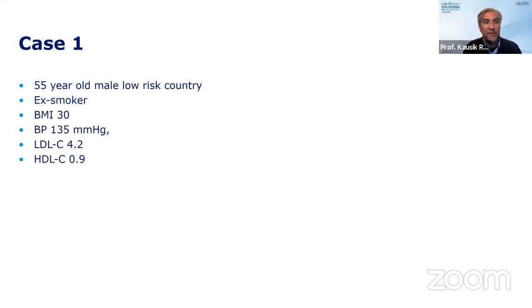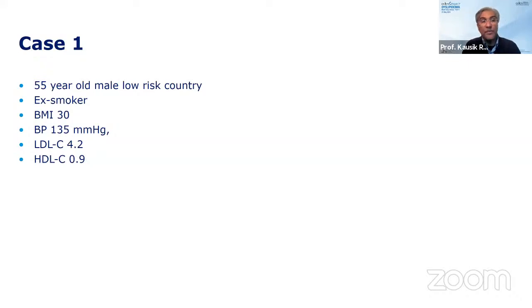So here's a 55-year-old male in a low-risk country, ex-smoker, overweight, blood pressure reasonable, not ideal, but maybe reasonable. His LDL is on the higher side, but certainly not in the FH range. And his HDL cholesterol is low. To put this into context, the Western average for a white male is 1.24. So this person is about 1 standard deviation lower than an average white male.